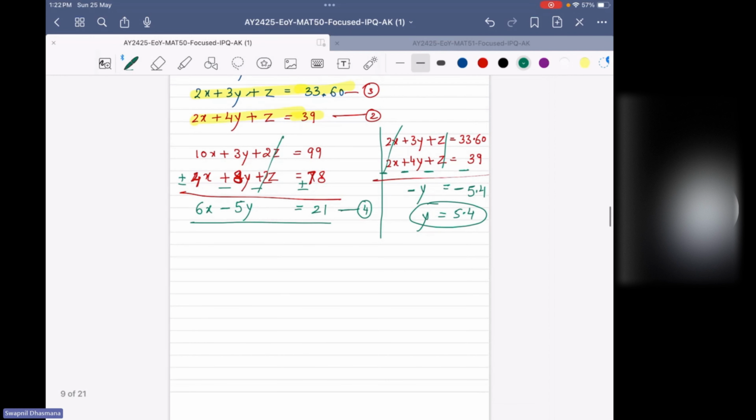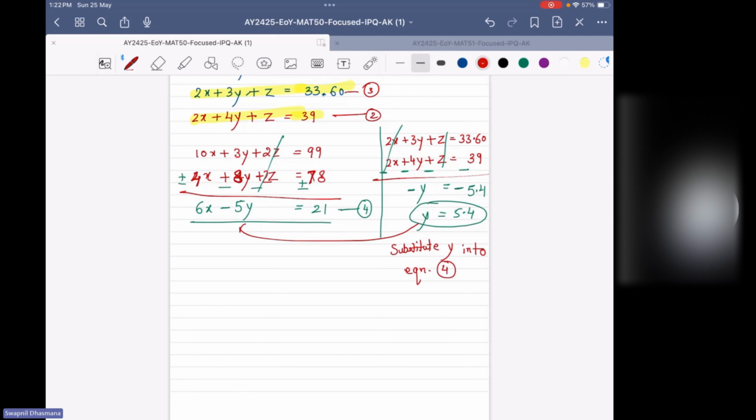So now solving the other part becomes easy because you can substitute y into equation 4. So you can put it here. When you put it here, you will get 6x minus 5 times 5.4. You can use calculator after this. So 6x equals 21 minus, I would say 5.4 times 5 should be 27. So x is equal to, this would be negative 6.